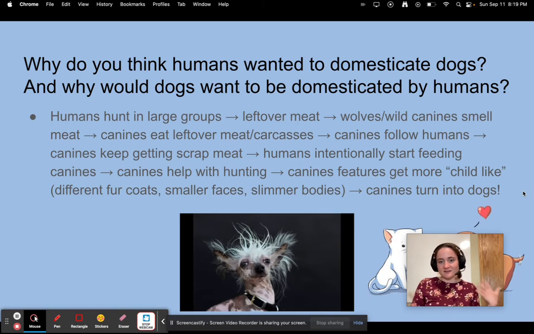They're like, hey, these cool canine things are walking around. Maybe what would happen if we feed them? So then canines in return helped with hunting. And then that starts the process where humans started selective breeding them, and the canines get features like more childlike, different fur coats, smaller faces, smaller bodies, and then eventually those canines turn into what we now know as dogs. Isn't that nice?